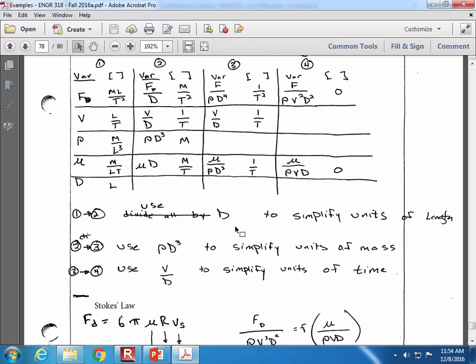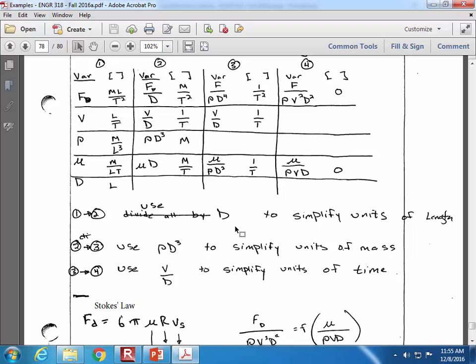And so we can't know in advance what the constant is, because a constant is itself unitless. But we did correctly, by assembling the pi groups and setting them equal to each other, figure out that the drag force is a function of the viscosity, the diameter, and the velocity.